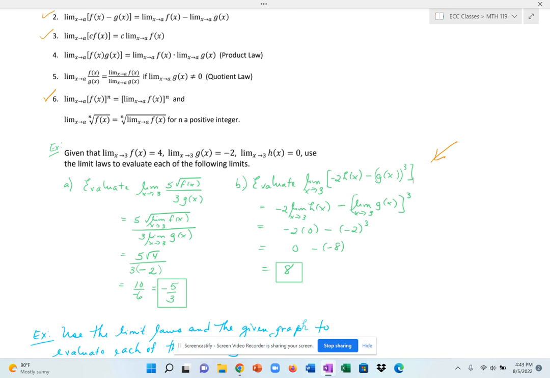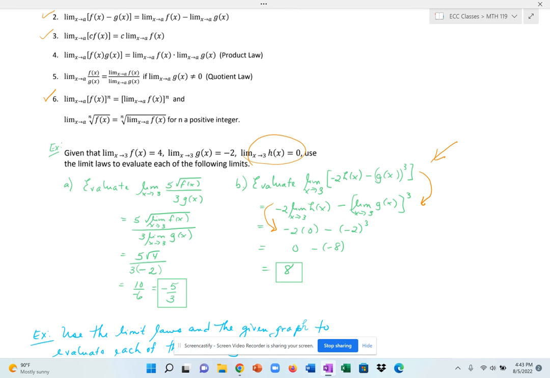So first I rewrite it in terms of the limit laws, applying the laws that I just checked off. So this will be negative 2 times the limit as x approaches 3 of h of x minus the limit of g of x raised to the third power. So we know what the limit of h of x is. It's 0, so I plug that in here.